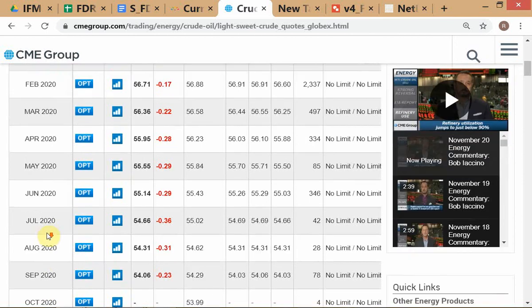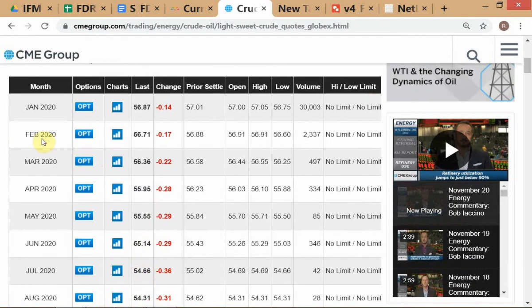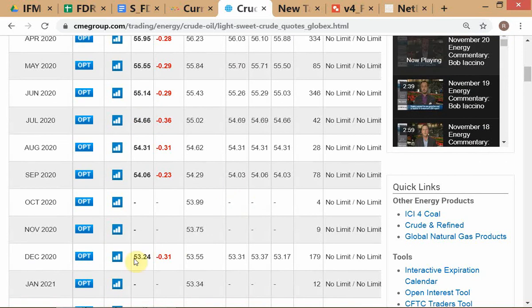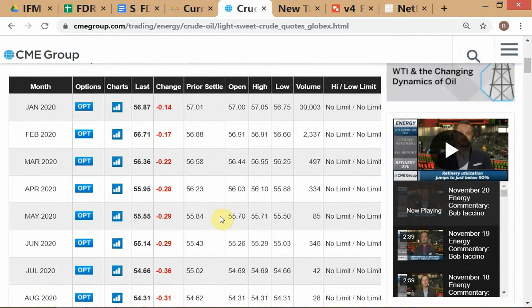So you can see here, like this one right now. If you look at 1 year forward, there is no trading right now. Maybe this maturity, but you can see December 2020 is traded. If you want to buy oil for December 2020, the price is 53.24. And it's different from if you want to buy oil for Jan 2020, it's 56.87. So there's quite a bit of difference. So is this clear to everyone? The first thing we notice.